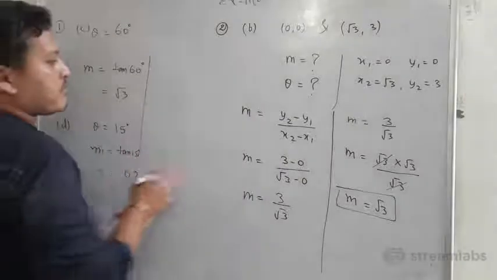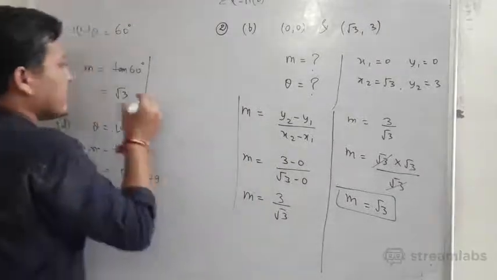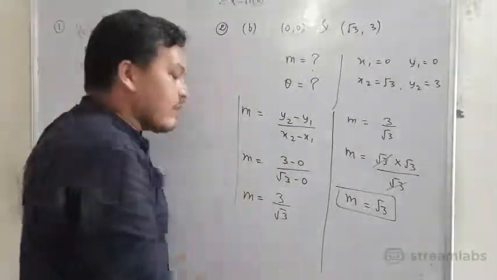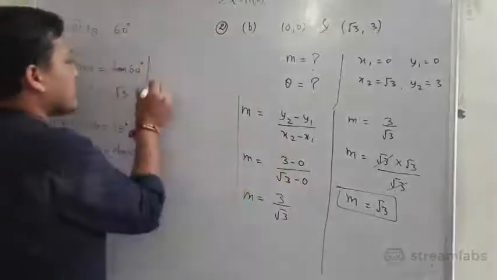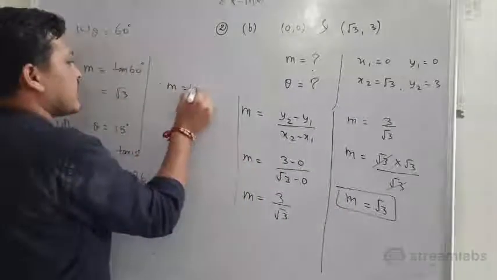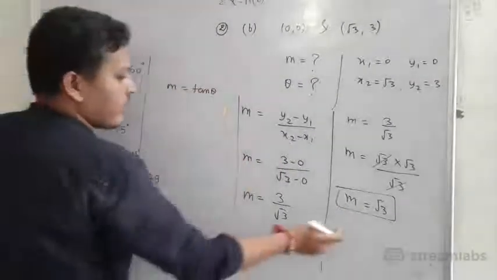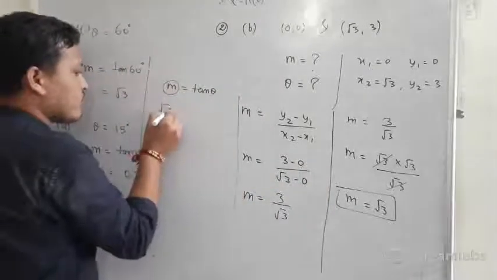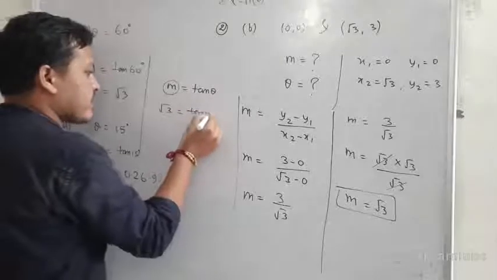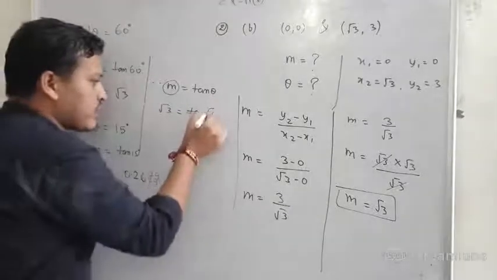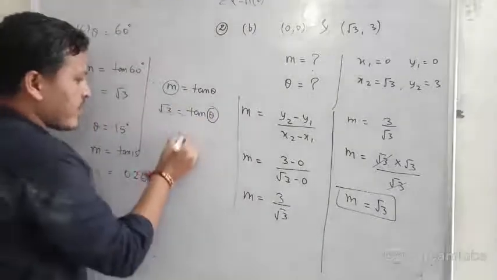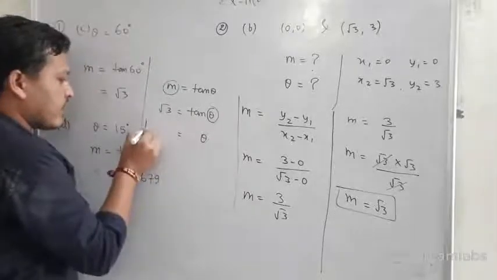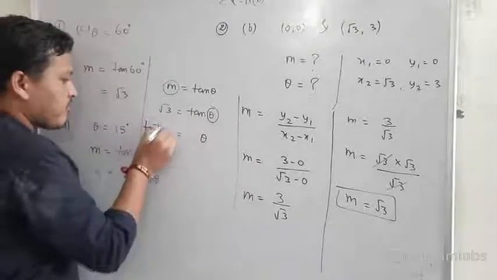The second part is find the inclination. So inclination means theta. Now tell me what is the relation between m and theta: m is equal to tan theta. So by using this formula we can calculate theta. m is equal to √3 is equal to tan theta. Now we need the value of theta. So we can write here theta is equal to tan inverse √3.